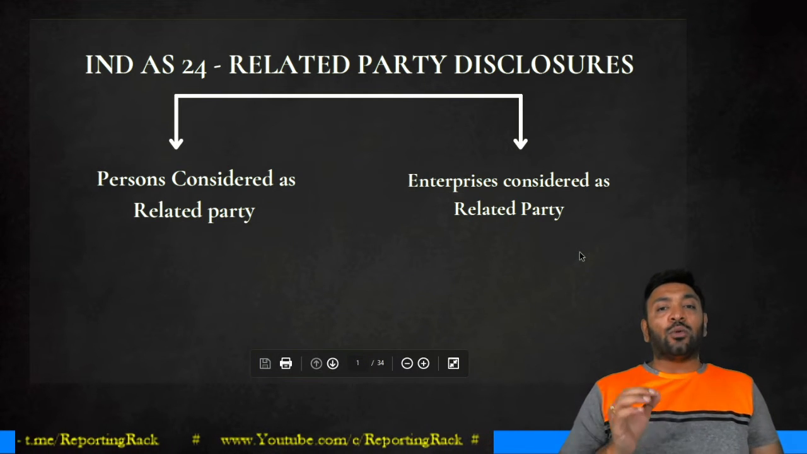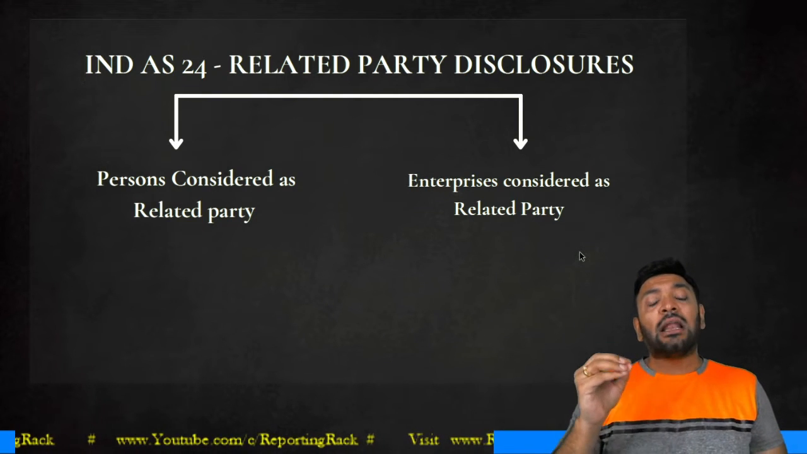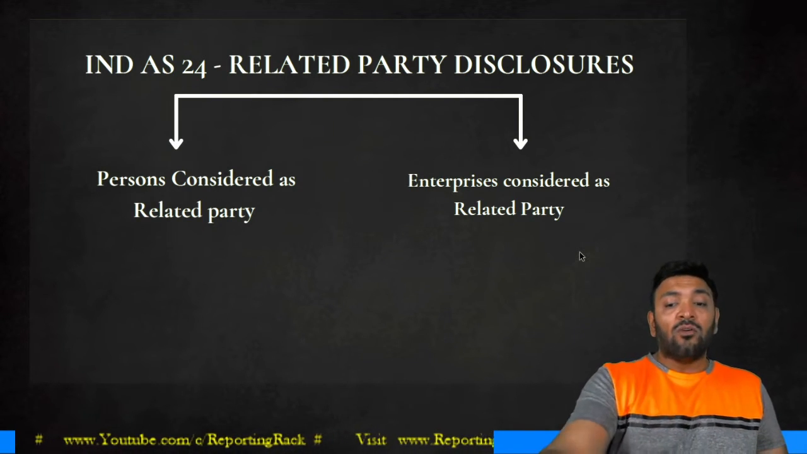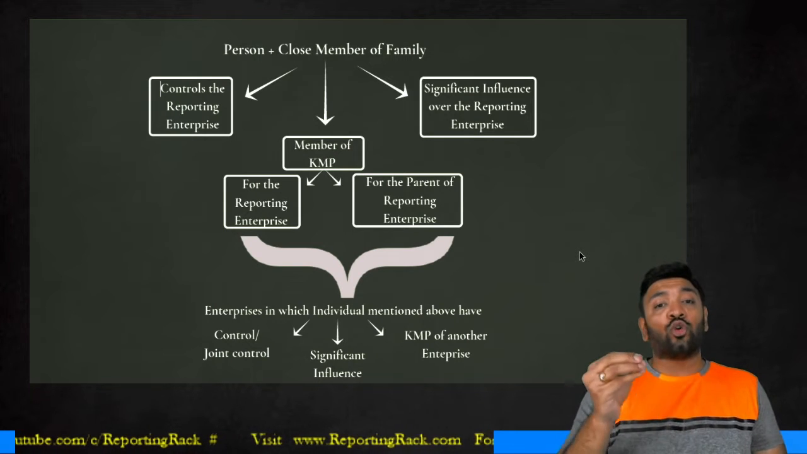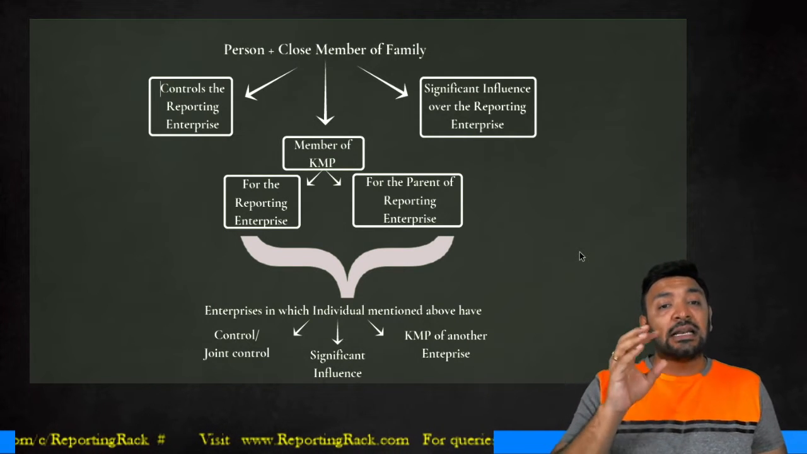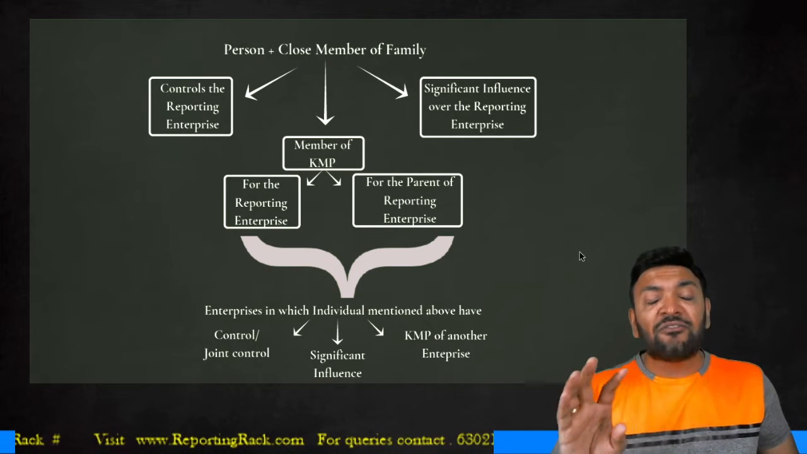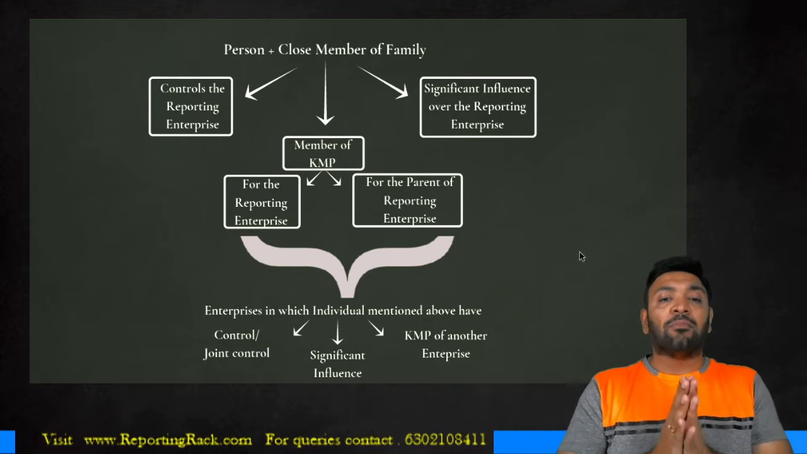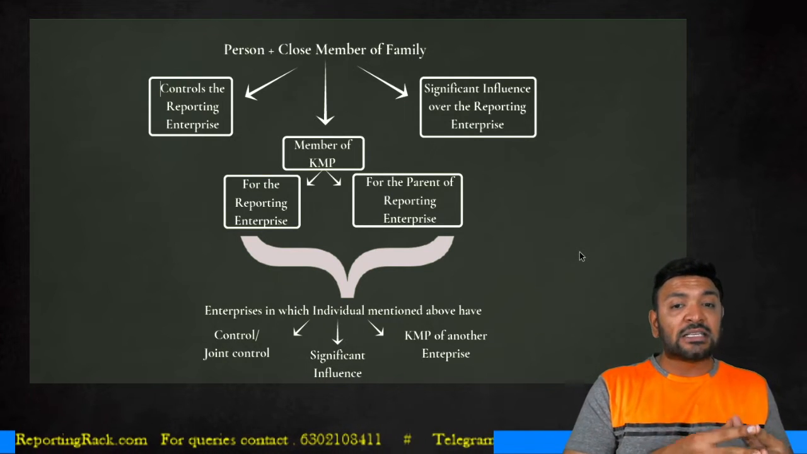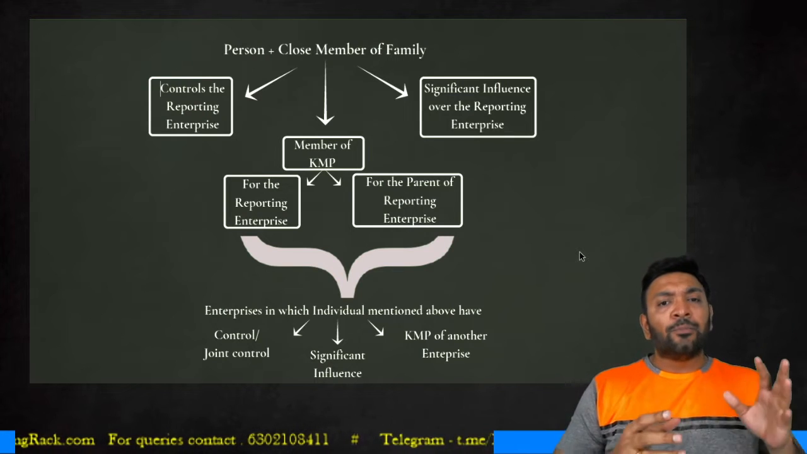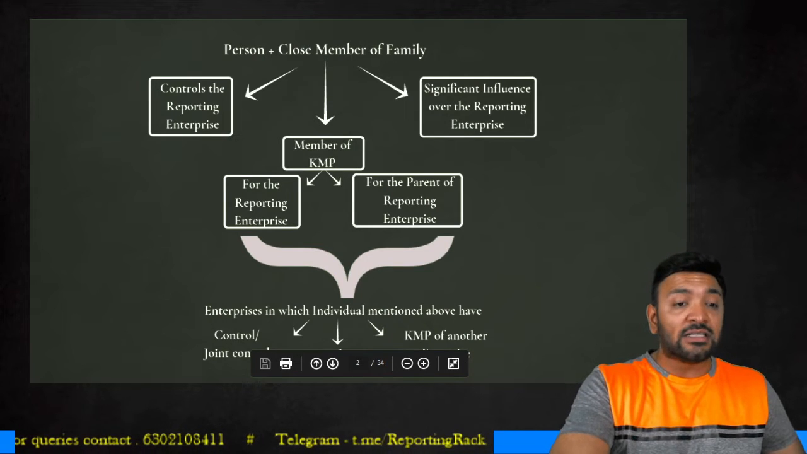So like I told you, according to IND AS 24, any person, individual person can be considered as a related party, or an enterprise can be considered as a related party. When is an individual considered as a related party? An individual or a person along with his close member of a family can be considered as a related party to the reporting enterprise if he controls the reporting enterprise, or if he has a significant influence over the reporting enterprise, or is a member of key management personnel. Such key management personnel could be either for the reporting enterprise itself or to the parent of the reporting enterprise. Now we need to fundamentally understand a lot of aspects in this. So let us see what are the aspects that we need to consider in this.